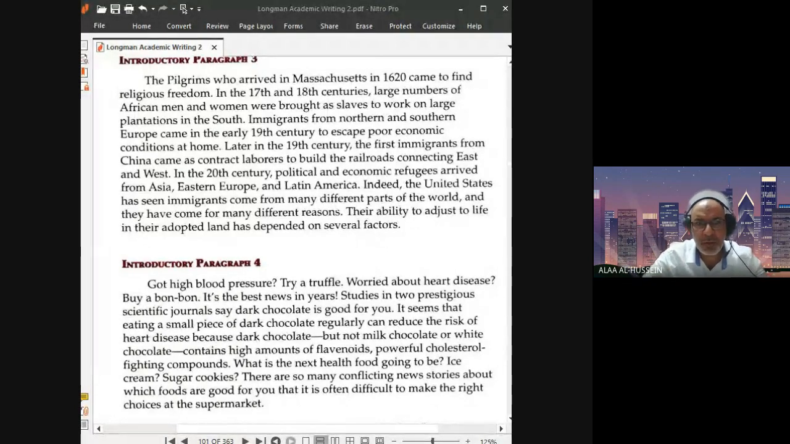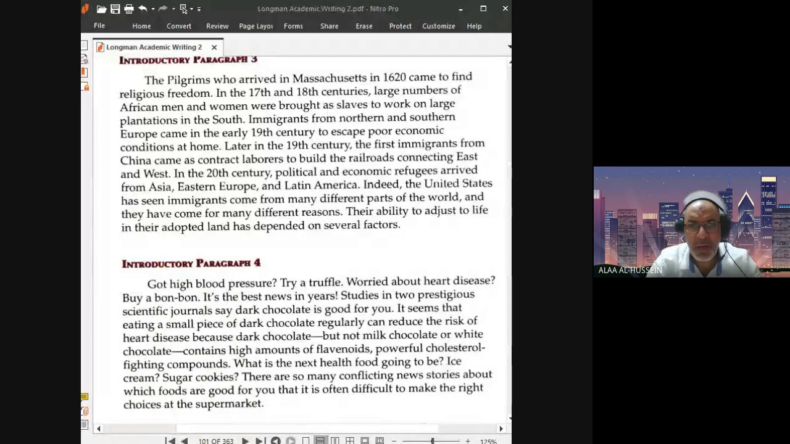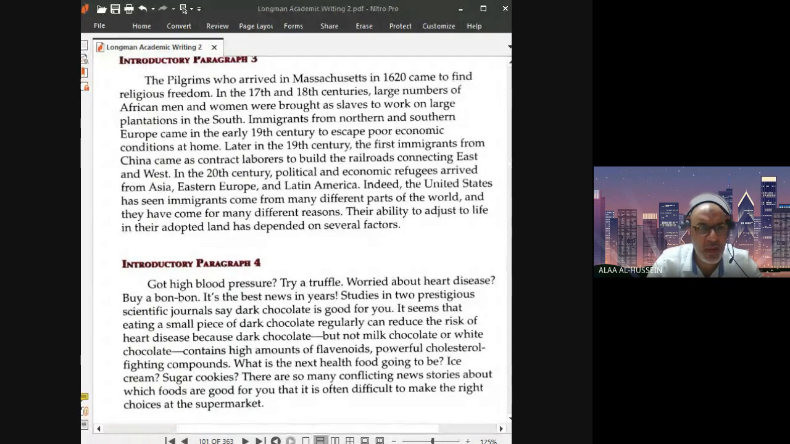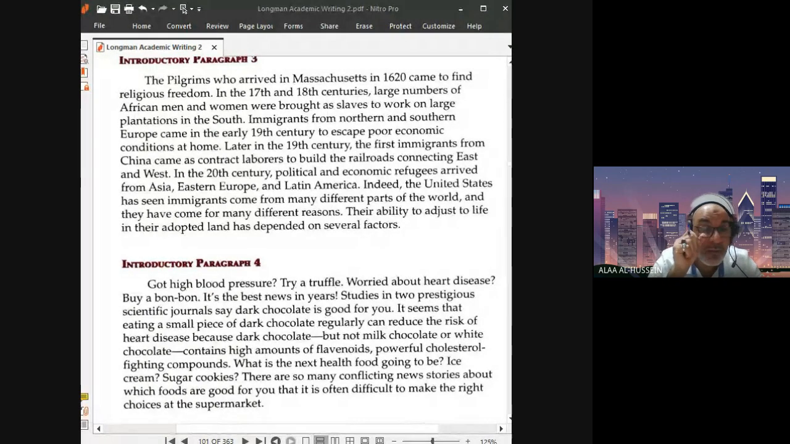What about the thesis statement? Who can tell me? Do they have thesis statements, Muhammad Abdul Amir? Yes, doctor. No, not only this paragraph, all the paragraphs, four paragraphs. Do they have thesis statements? Who can answer me? Yes, doctor, they have. Where are they? In the beginning of the paragraph. At the beginning? The thesis statement, we said, should be at the end of the paragraph, Muhammad. At the end, the last sentence of the paragraph.